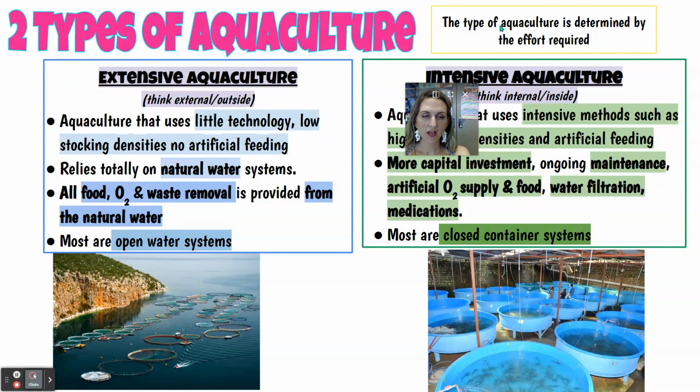There's two types of aquaculture, and it's determined by the amount of effort that's required. There's extensive aquaculture, like external. This is outside. This is aquaculture that doesn't need a ton of technology. They have relatively low stocking densities and no artificial feeding. So all food is going to come from natural water, and we're not going to need to use a lot of technology, like to maintain temperature, obviously, because it's a natural water system, to pump in any sort of water flow or pump any water out, to bring in any sort of pesticides or antibiotics. It really won't be able to be used here.